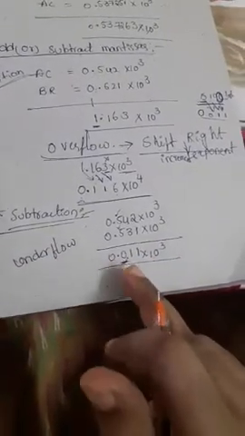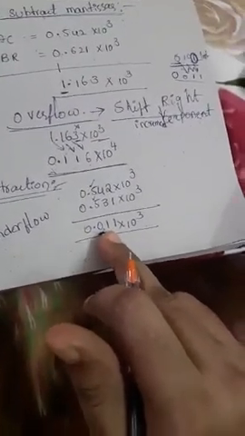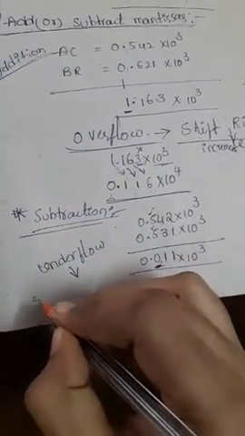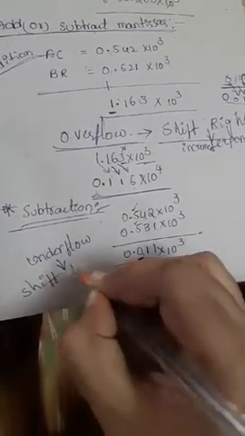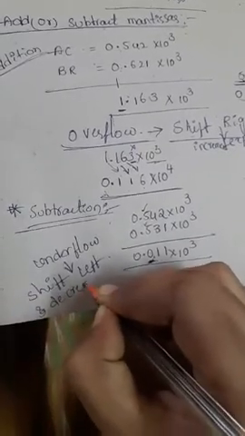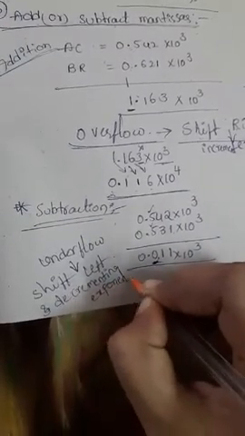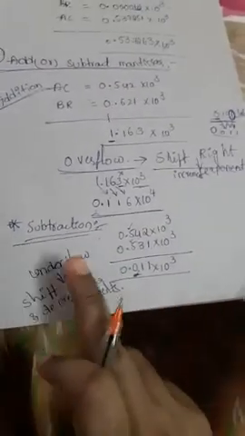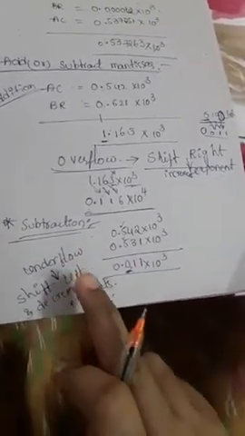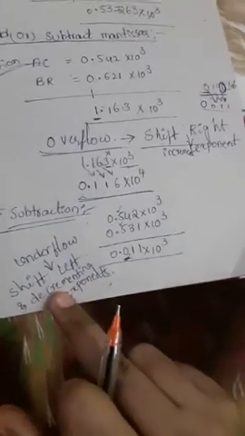Okay, so we may have one possibility, that is the underflow problem. So how can we overcome this underflow? To overcome this underflow, we have to perform the shift left operation and decrement the exponents. So to overcome this underflow problem in the subtraction operation, we choose the shift left operation with decrementing the exponents.